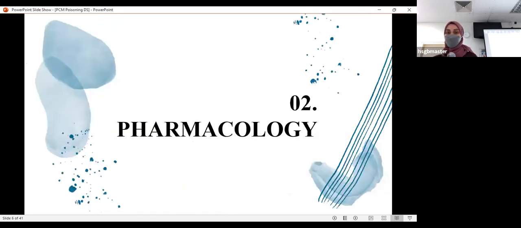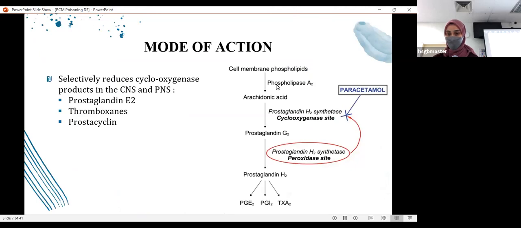So moving on to pharmacology. This is the pathway that exists in your nervous system. You have your cell membrane phospholipids, which are broken down by phospholipase A2 enzymes into arachidonic acid. Arachidonic acid is then broken down by your COX enzymes to form prostaglandin G2. Prostaglandin G2 is then broken down by peroxidase enzymes to prostaglandin H2, which will subsequently be metabolized by other enzymes to form your PGA2, PGI2, TXA2.